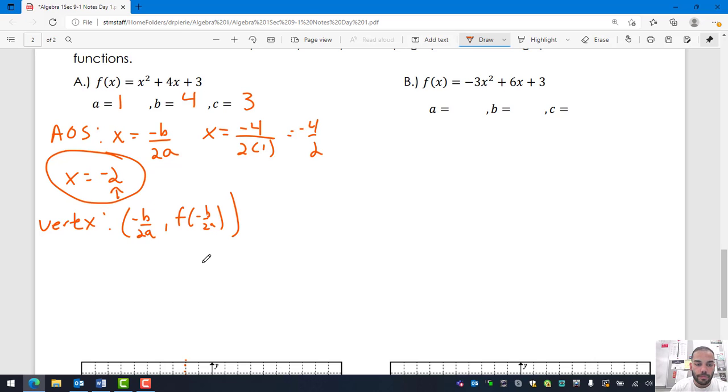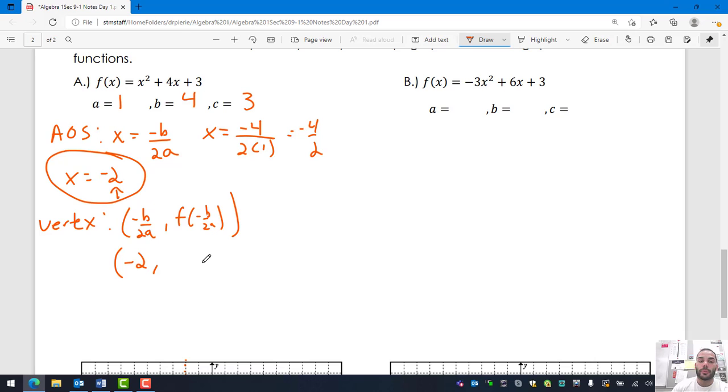This looks super ugly, but here's all it is. Your x coordinate is whatever that number was for your axis of symmetry. In this case, it's negative 2. To get your y coordinate, all you have to do is plug this number into this equation. So we'll do it.